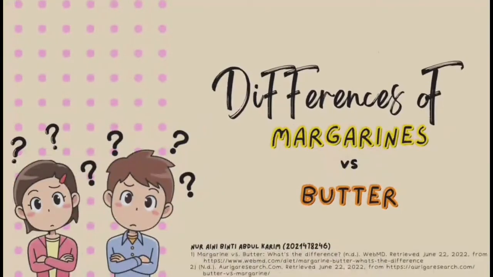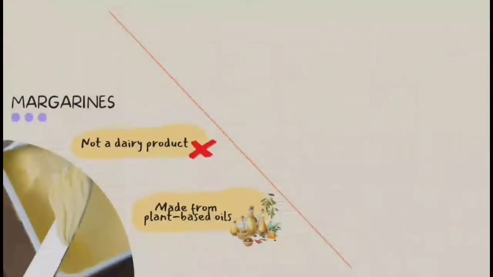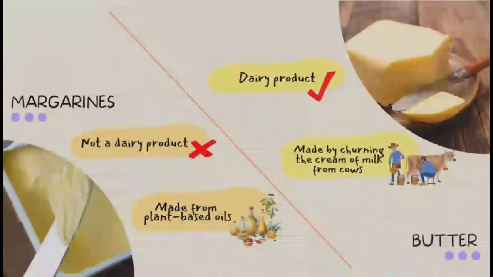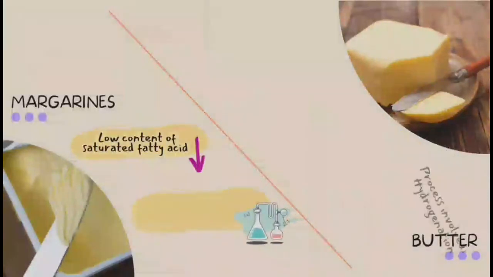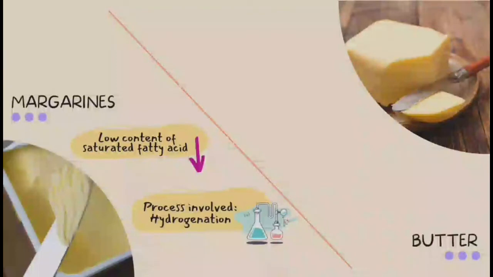Differences of margarine versus butter. Instead of butter, we can use margarine as a substitute, and since there is no animal fat in it, it is not a dairy product. Canola oil, soybean oil, and other plant-based oils are used by manufacturers to make margarine. Butter is a dairy product, and it is made by churning cow's milk cream. Next, margarine has a low content of saturated fatty acids because it contains no animal fat.